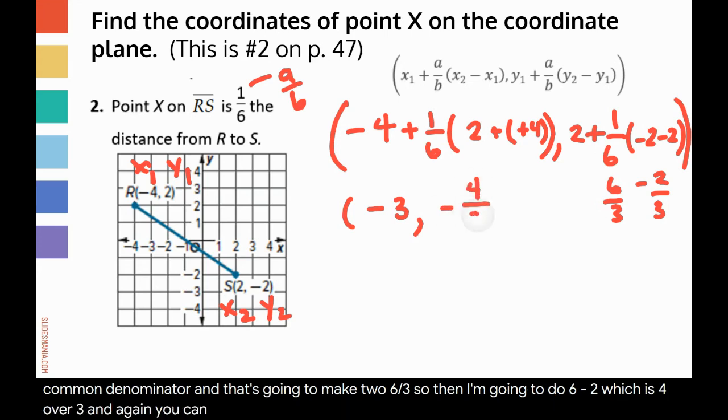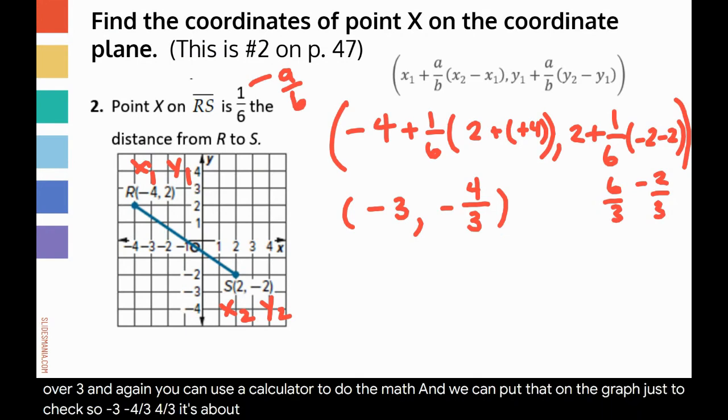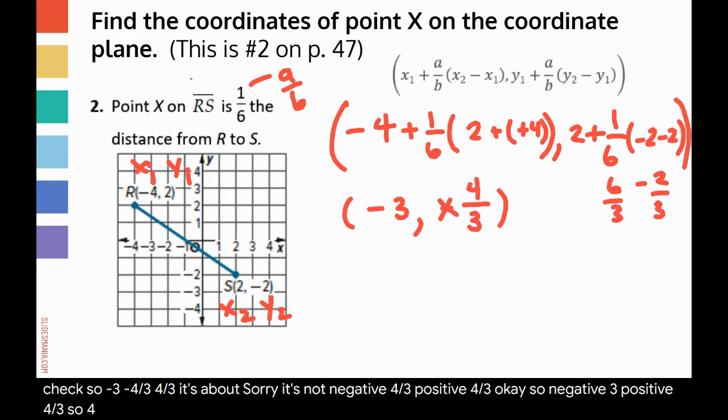And again, you can use a calculator to do the math. And we can put that on the graph just to check. Sorry, it's not -4/3, it's +4/3. Okay, so -3, +4/3. So 4/3 is about 1 1/3 up.